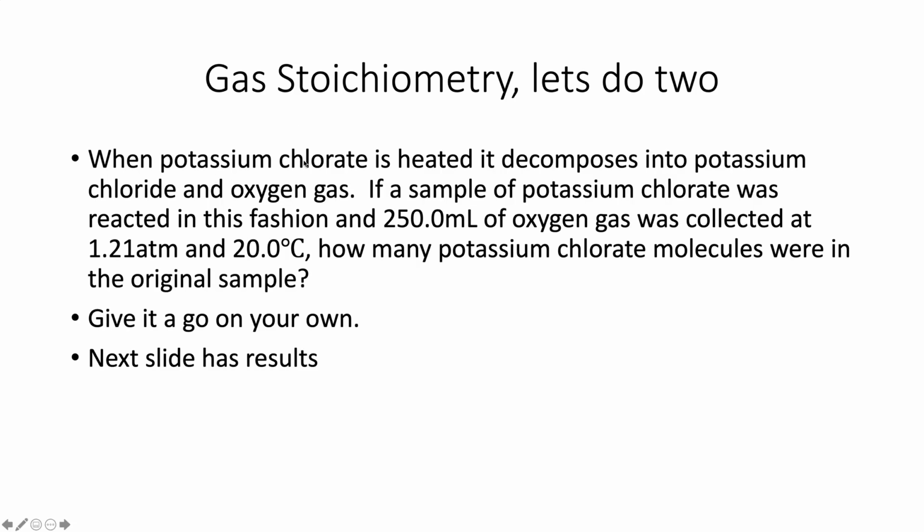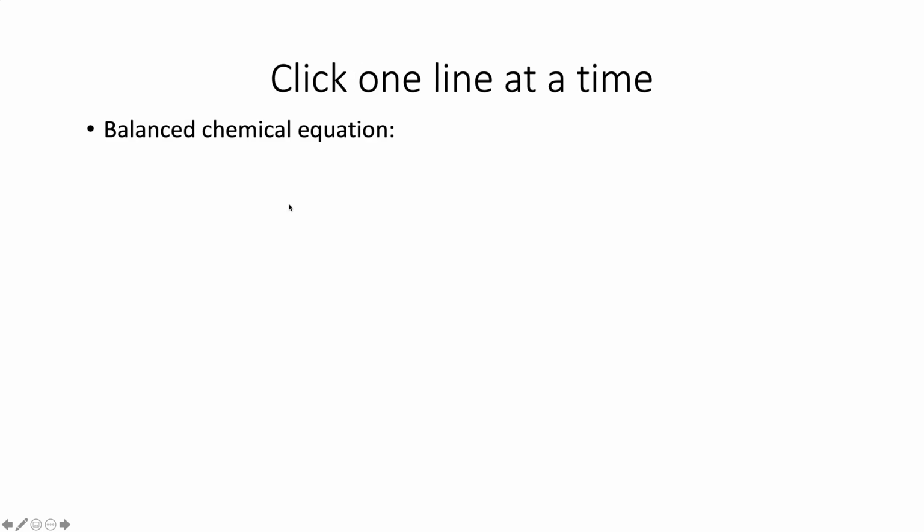So potassium chlorate is heated, decomposes into potassium chloride and oxygen. So the balanced chemical equation should look like that. Right? And this is a place where you can review nomenclature, balancing equations. This is putting a lot of stuff together. So then what we want to do is write the information about each substance below that substance, right?